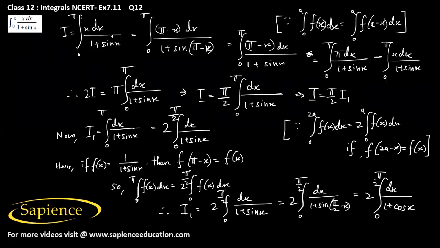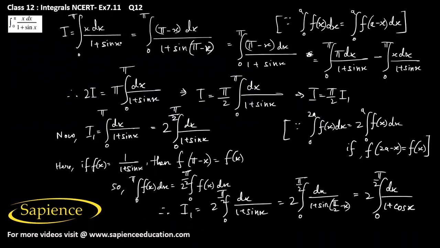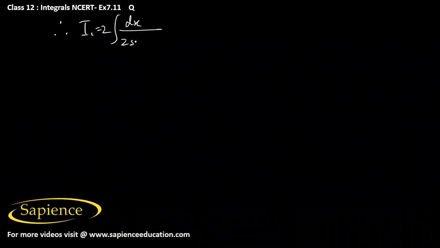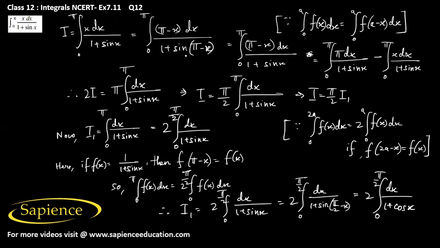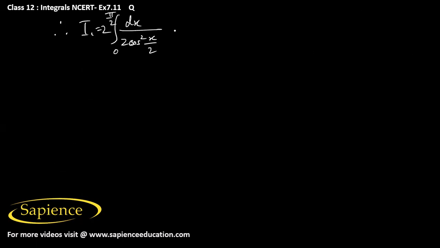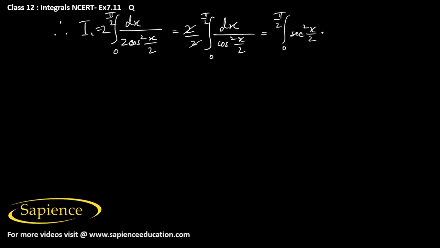Therefore the integral I1 is equal to 2 times the integral of dx by 1 plus cos x, and this 1 plus cos x we can write as 2 cos square x by 2, from 0 to pi by 2. So this will be equal to 2, and this 2 we can take outside. So this will be the integral of dx by cos square x by 2, from 0 to pi by 2. So this will be the integral from 0 to pi by 2 of sec square x by 2 dx.